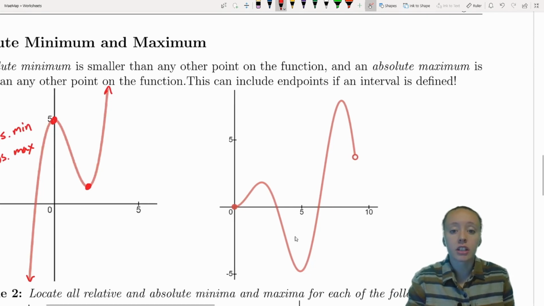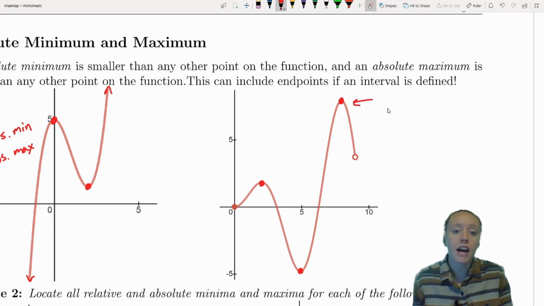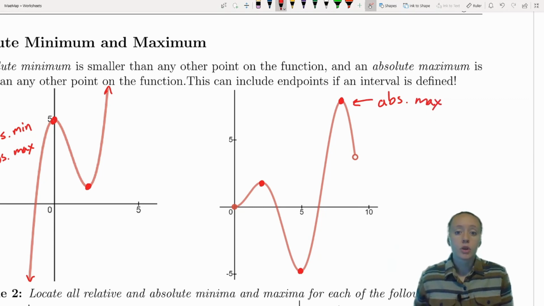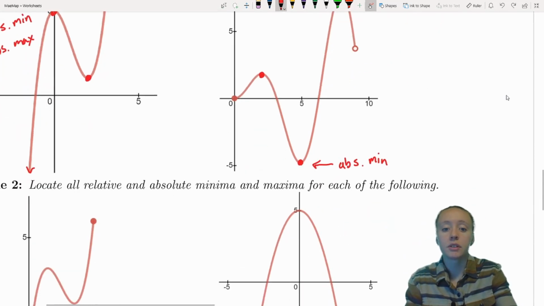This next picture, remember we had relative maximums at these 2 points and a relative or local minimum at this point here. What is my absolute max? What value is greater than all other values? That's this point right here. I have one absolute maximum. And which point is smaller than all other values? This point here. That is my absolute minimum. But let's continue on to example 2.